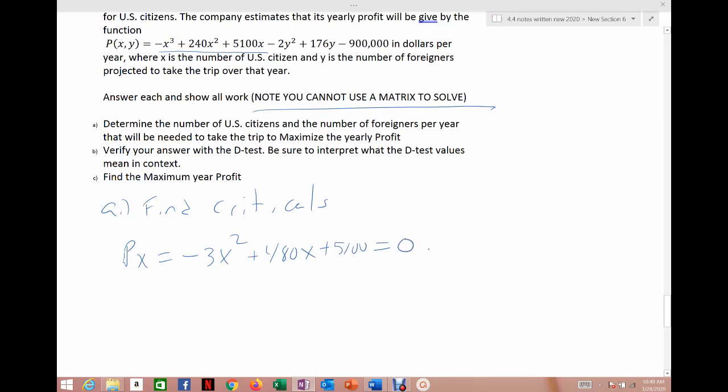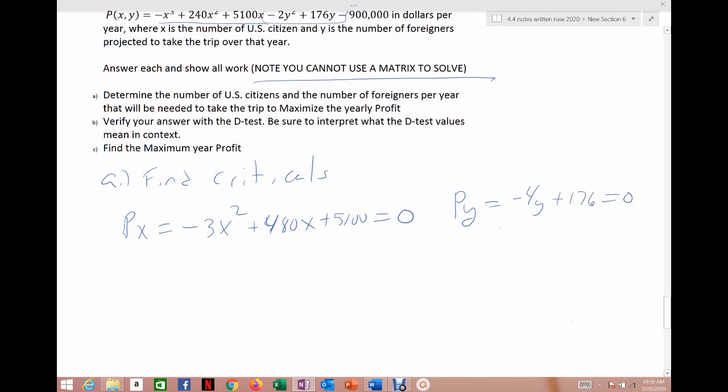So this is going to be the case where I only have x terms, right? There's only x terms in this. And I think when I take the derivative with respect to y, there's only going to be y terms in it. Right? These are the only y terms. So I get negative 4y plus 176, and again, set it equal to 0 so you don't forget.